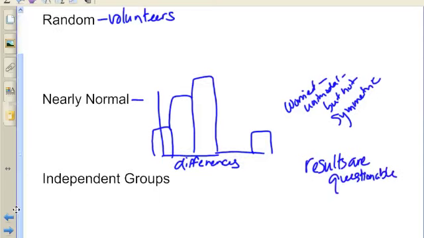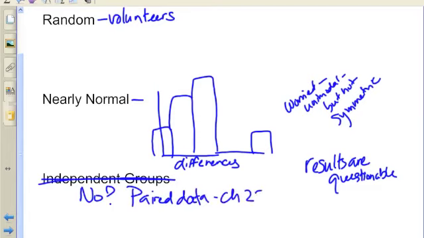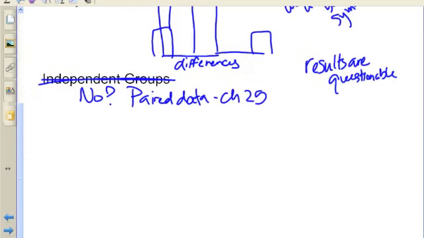All right, the last chapter we kept talking about independent groups. This is no longer necessary. As a matter of fact, we don't have independent groups. We have paired data. That's why we're doing chapter 25. So if you're trying to verify independent groups, the answer is going to be no. You don't need to write it down. You can just identify we're doing paired groups. For that reason, this is called a paired t-test.